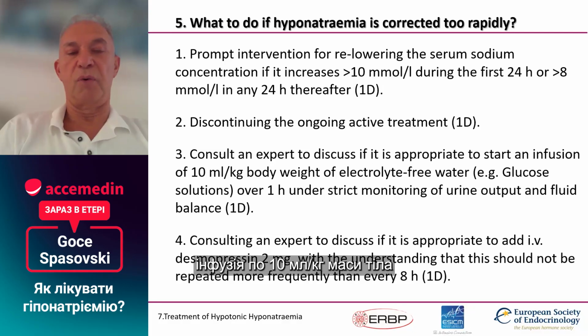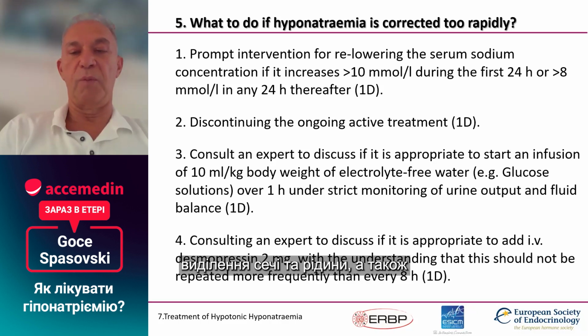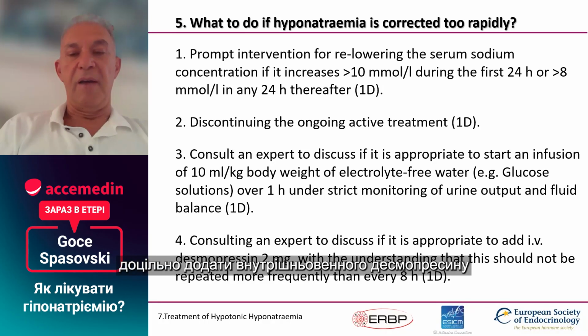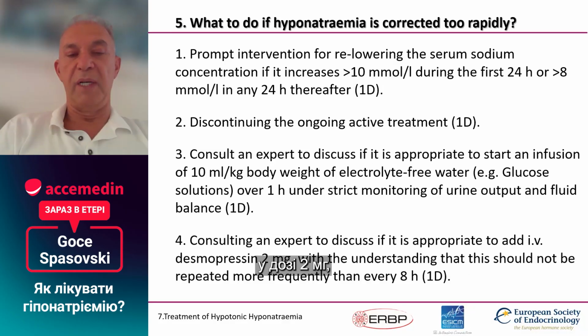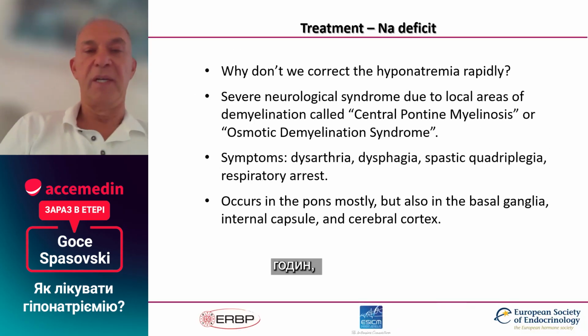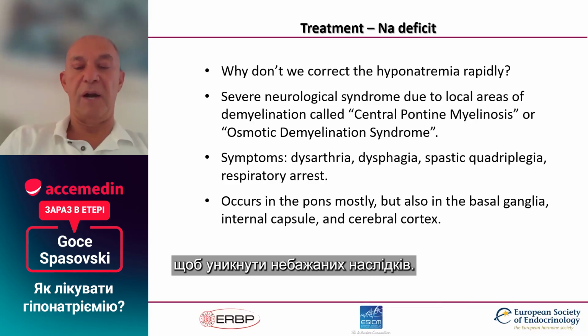to start an infusion of 10 milliliters per kilogram body weight of electrolyte-free water, like a glucose solution, over 1 hour under strict monitoring of urine output and fluid balance, and to discuss if it's appropriate to add IV desmopressin 2 milligrams, with the understanding that this should not be repeated more frequently than every 8 hours, in order to prevent any bad further outcome.